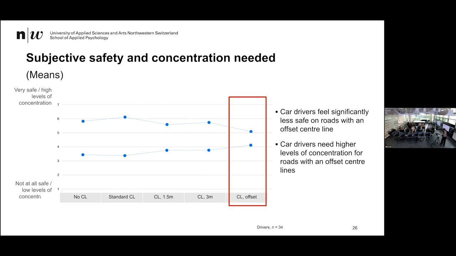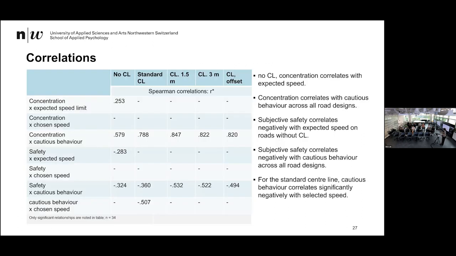Now, I mentioned we're interested in the processes, so we asked people about their perceptions, safety, and how much concentration they need to drive here, with the question of complexity and risk perception. And what we can see, the only significant differences compared to the standard center line situation, is that we have lower levels of safety, so probably higher levels of risk perception, for the offset central line, and we have higher levels of concentration needed for this situation. So this could be an indication that these processes actually are relevant for the different speed choices.